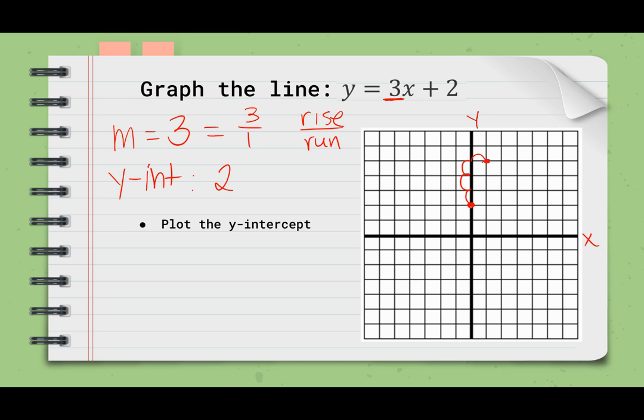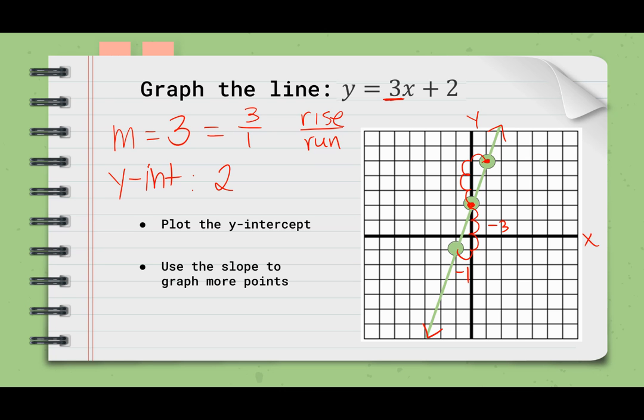So I went 1, 2, 3 over 1. That's my next point. And then I can also go in the opposite direction. We use the slope and then we can go backwards. So I can go down 3. That's like a negative 3 over negative 1. That's still positive 3. So there's my line. Make sure you have little arrows there because it continues. So graphing the line, find the slope and the y-intercept when it's in slope-intercept form.